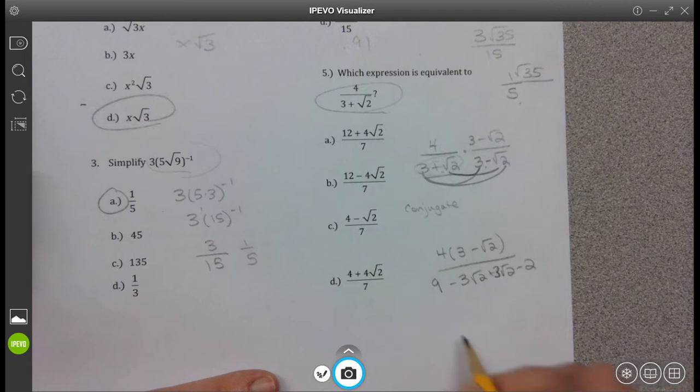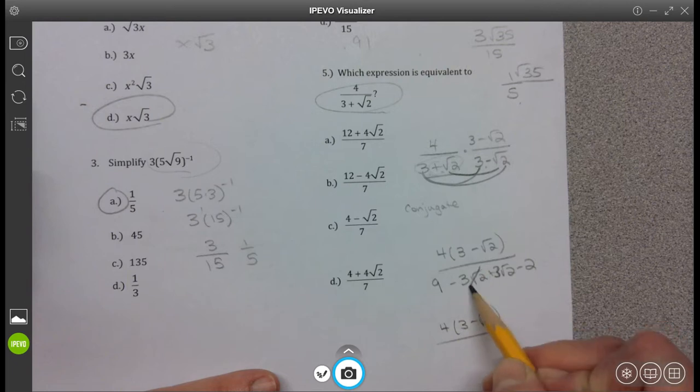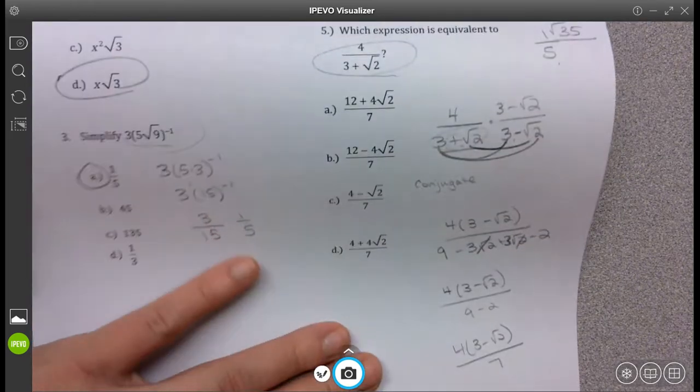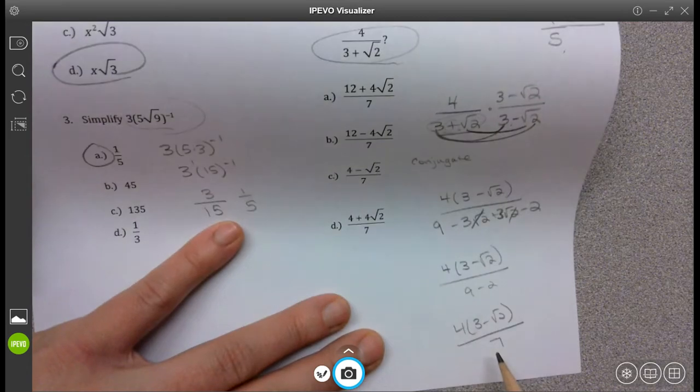Negative 2. So what did I do? I'm trying to rationalize. Pretty much I'm giving it a makeover. These cancel. 9 minus 2 is 7. So which one is this?